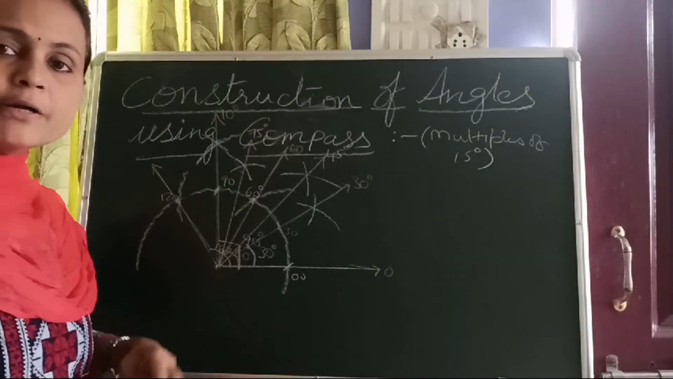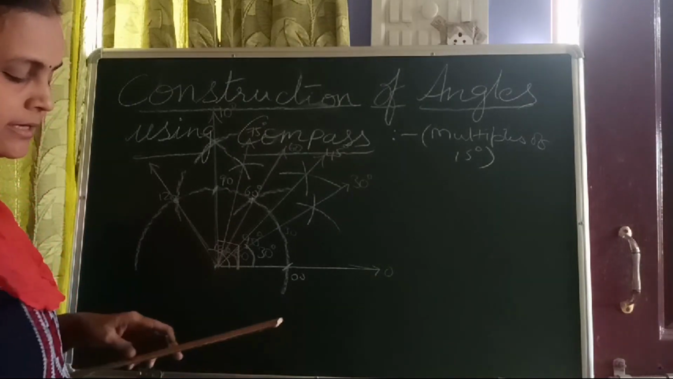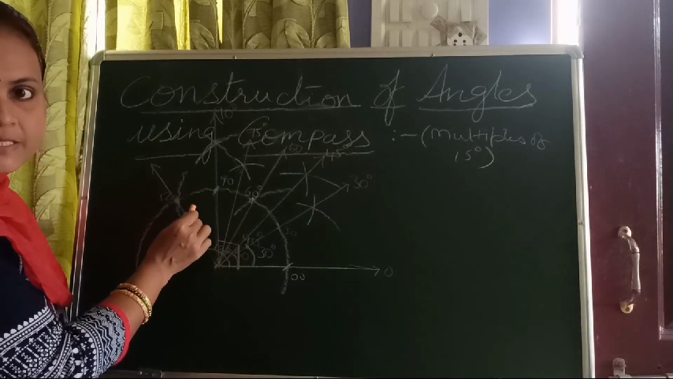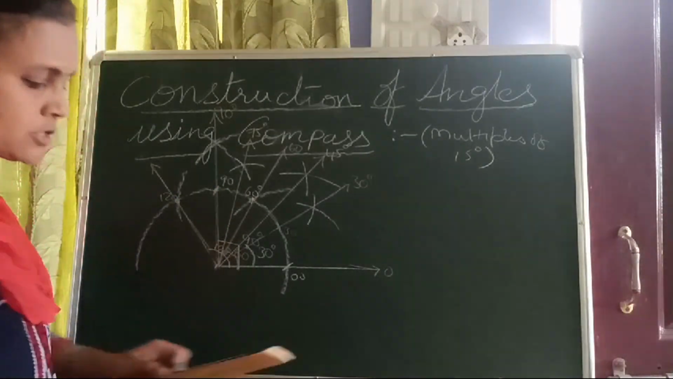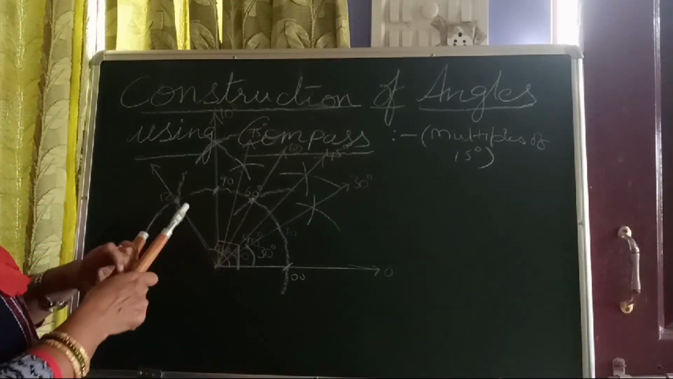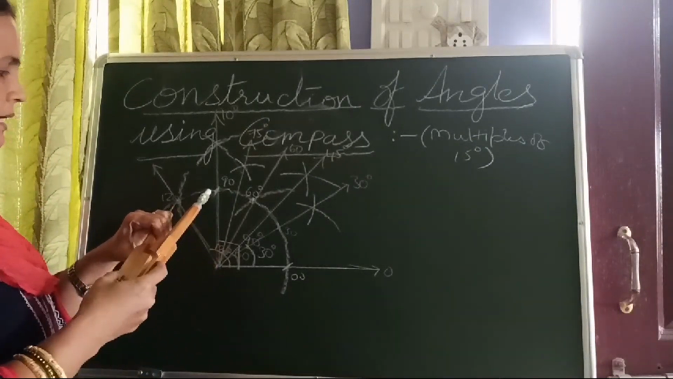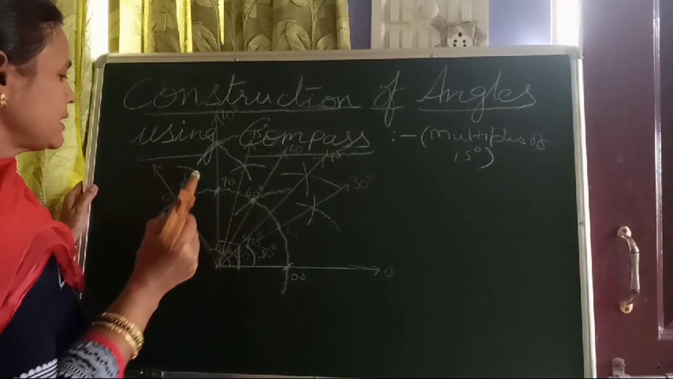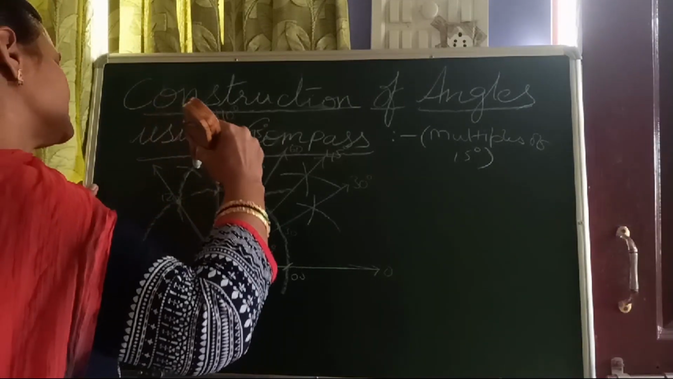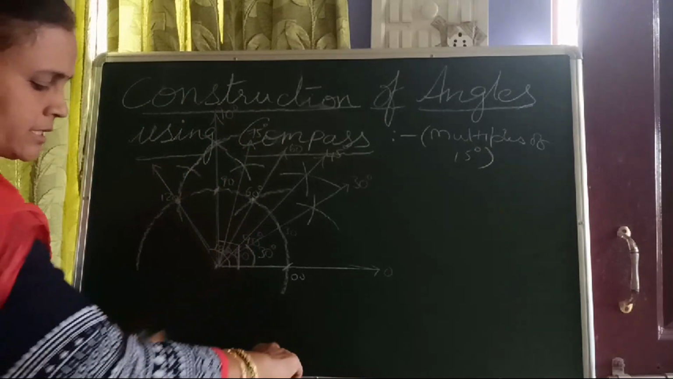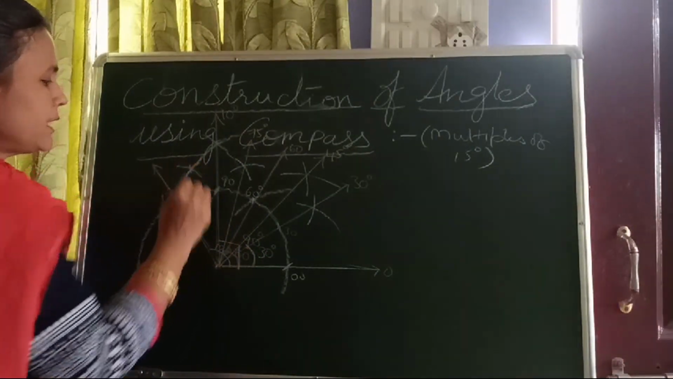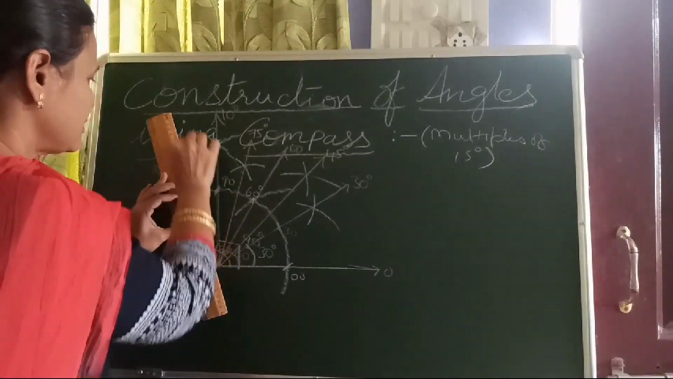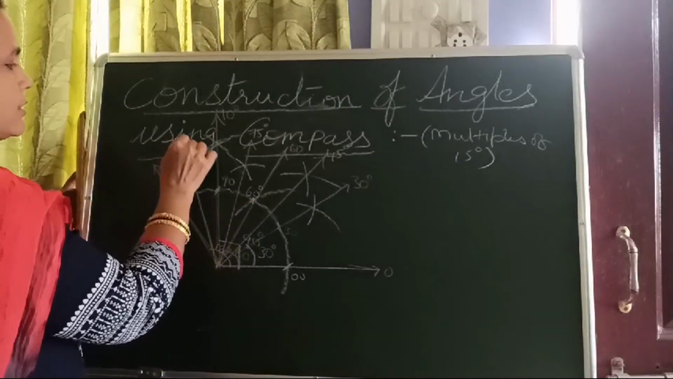Now where does 105 lie? 105 lies between 90 and 120. If you bisect the gap between 90 and 120, you will get 105 degrees. So take more than half of this gap, 90 to 120, and draw two arcs from 120 and, with the same radius, from 90. These two arcs meet at a point. Let us join that point to get 105 degrees. This is 105.